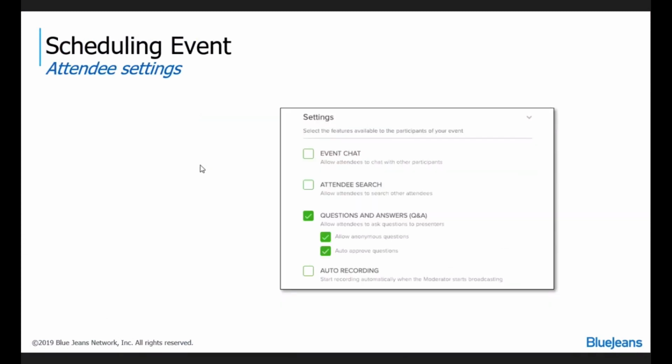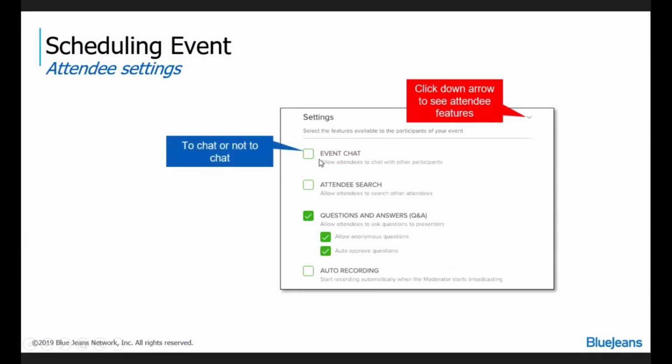So once you've done all of that, you'll go on down the page and you'll see settings. Right next to the settings is a drop-down arrow. You click on that drop-down arrow and all of those attendee settings that you have an option to choose will populate for you. The first one is the event chat. This is going to allow your attendees to chat with other participants during your event. I did say during your event. So think about, is that going to be a distraction for you, or is it something that you want, an engagement tool. Also, attendee search. This is going to allow your attendees to search for other attendees during your event as well.